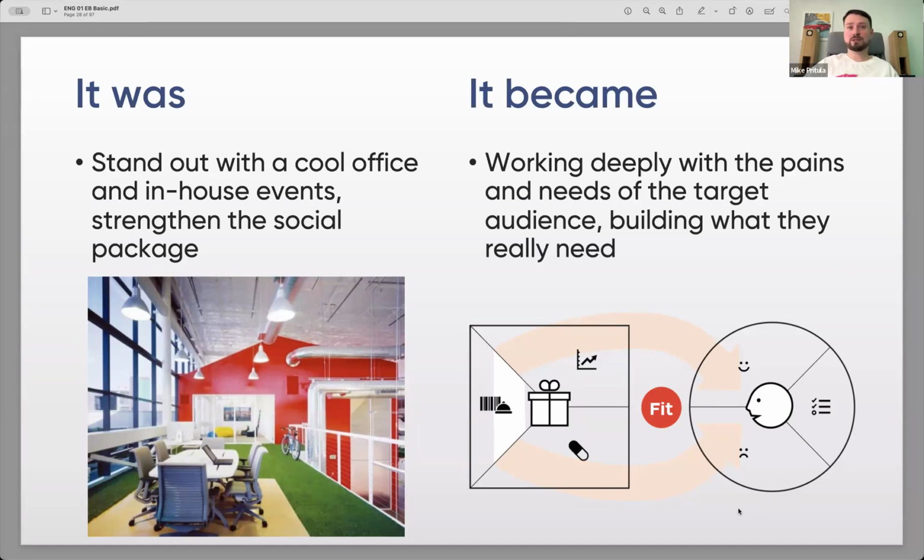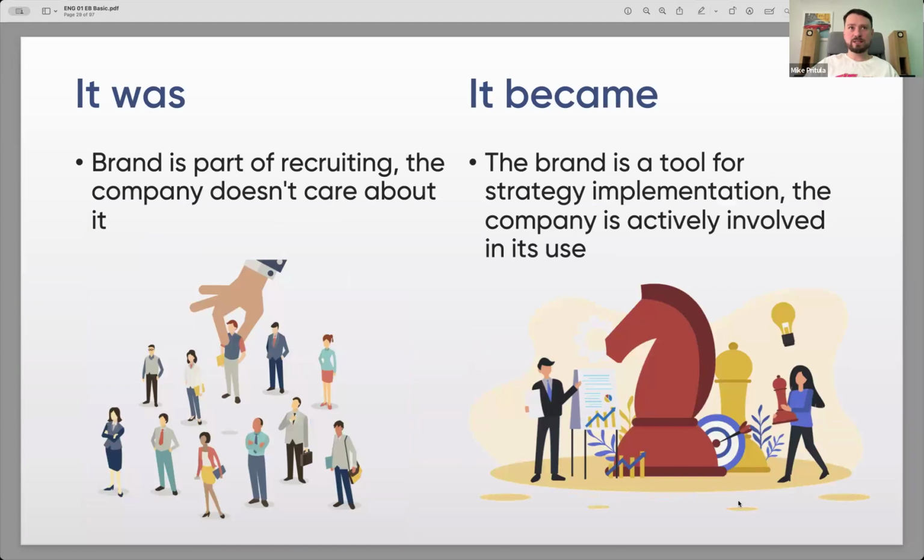It's part of product management approach. It was brand is a part of recruiting or talent acquisition. The company doesn't care about it at all. And it became the brand is a tool for strategy implementation. The company is actively involved in its use. By company, we mean senior managers and top executives.